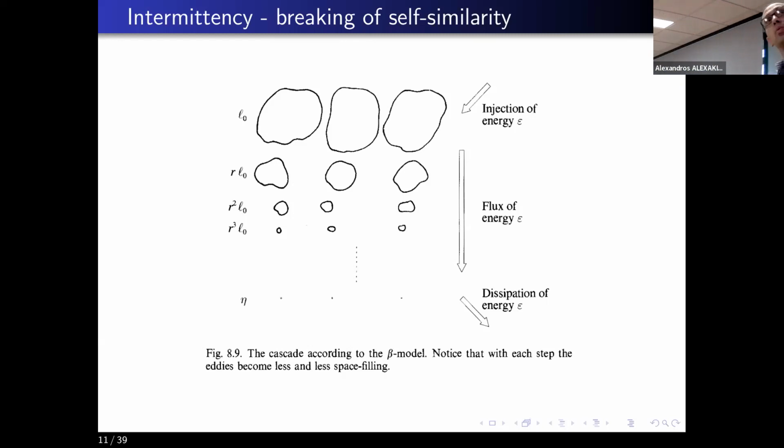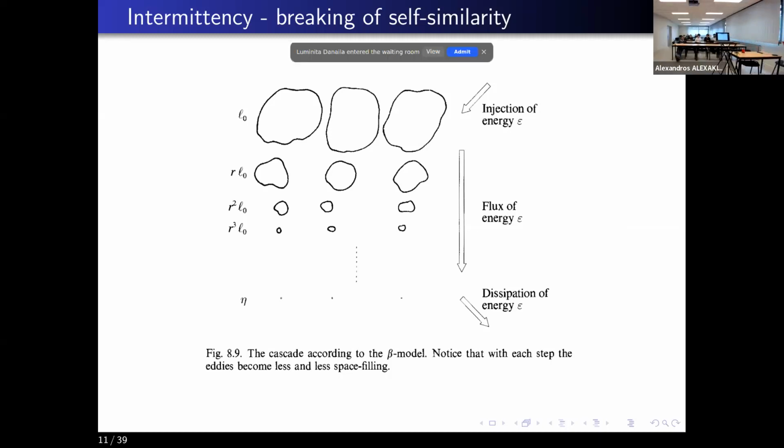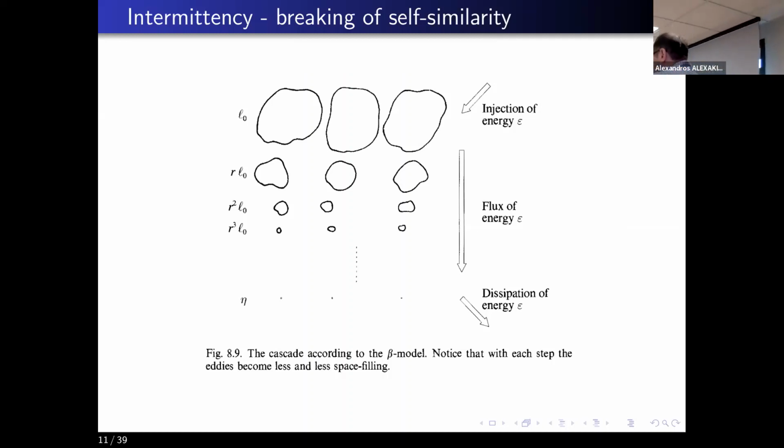The large eddies will generate smaller eddies that will be less space filling. And that process will continue, generating even smaller eddies that are even less space filling, up until a fractal set, or a multi-fractal set to be more exact. The energy will be concentrated in a multi-fractal set in the domain until it's dissipated. And this is something that is visualized in numerical simulations, and it is very clear.